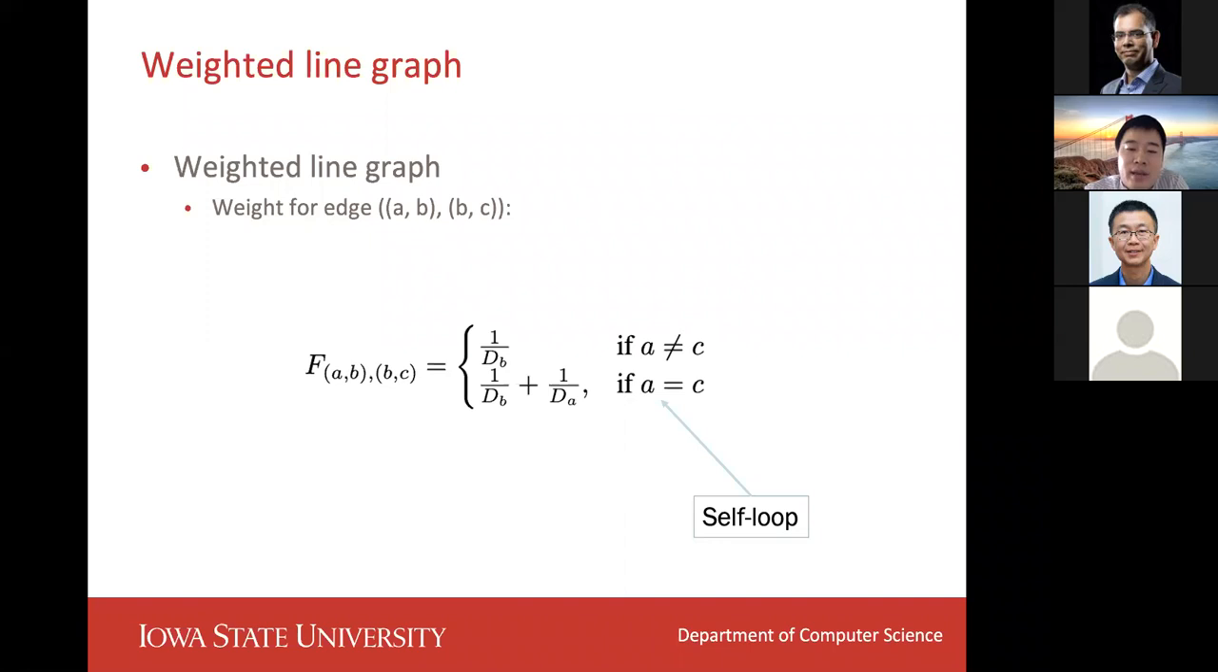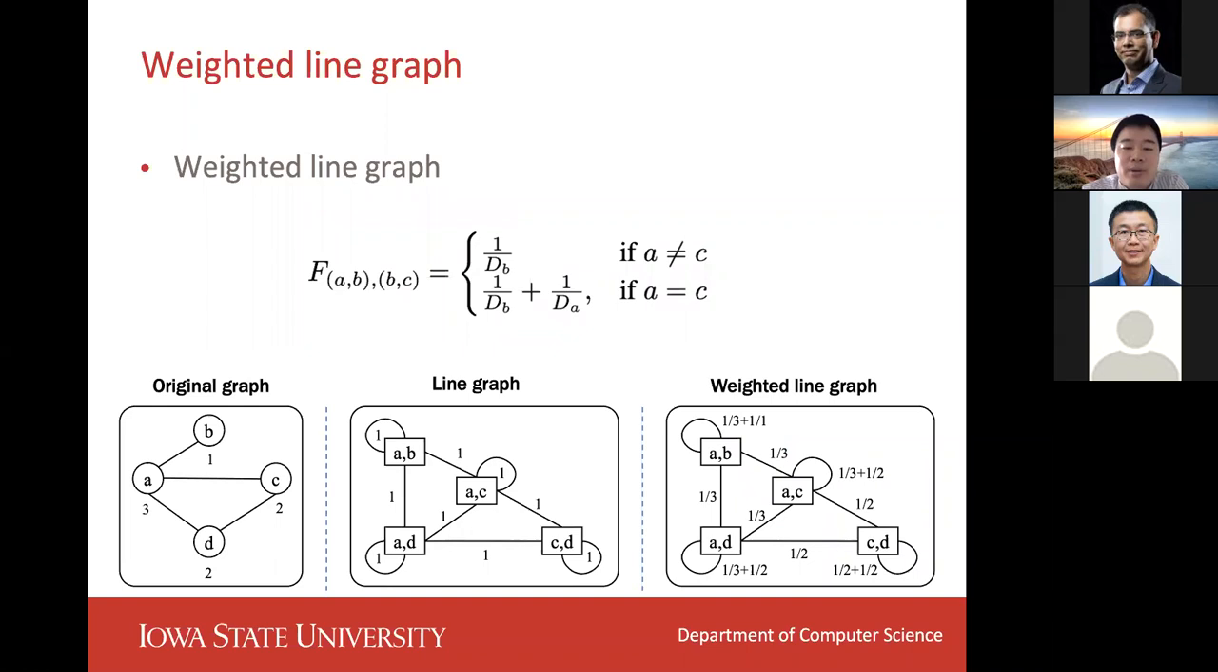So here is a small example. The first figure is an original graph, and the second figure is a regular line graph with self loops. Here each edge has a weight of 1, and the last figure shows a weighted line graph constructed by using this formula.